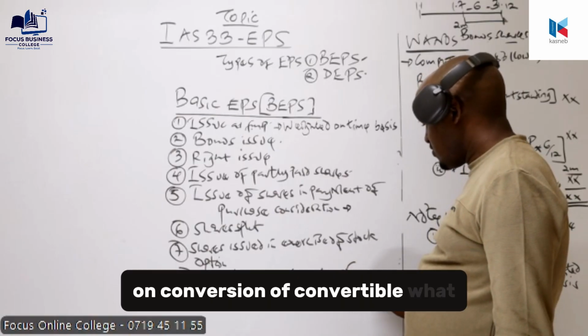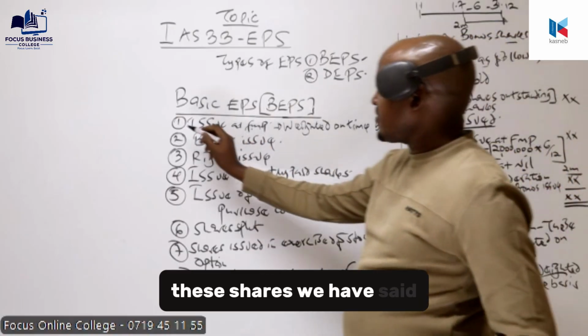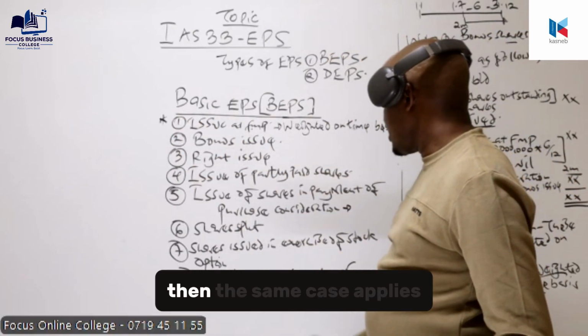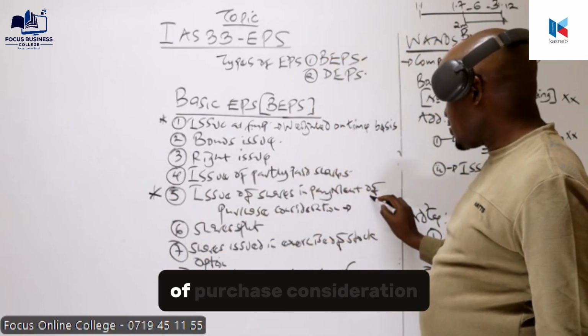On conversion of convertible securities. So basically, these shares, we have said they should just be weighted on time basis. Then the same case applies to this: the issue of shares in payment of purchase consideration.